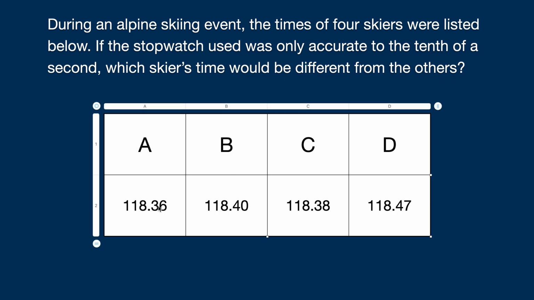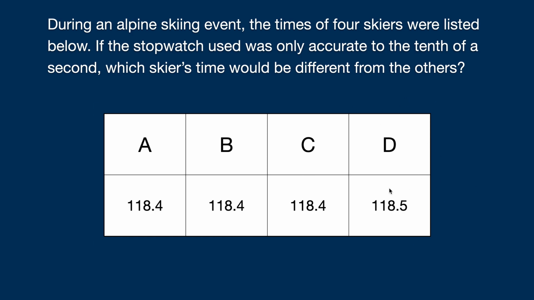So let's just round and see. So we got 118.36. So we're rounding to 1. 6 is more than 5, which turns that 3 into a 4. 118.40. 0 obviously is less than 5, which means we're just going to keep that at a 4. 118.38. 8 is more than 5, which means we're going to round that 3 to a 4. And then 118.47. 7 is more than 5, right? So we're going to round that 4 to a 5. It's going to go up 1 because 7 is more. So D is the answer. D is different when rounded to the 10th.